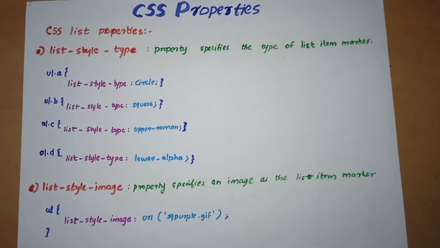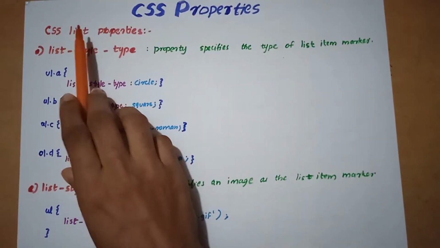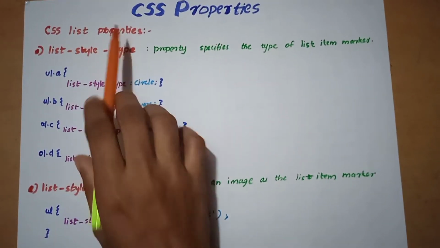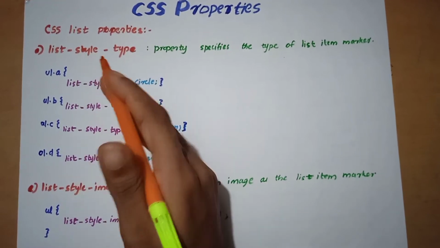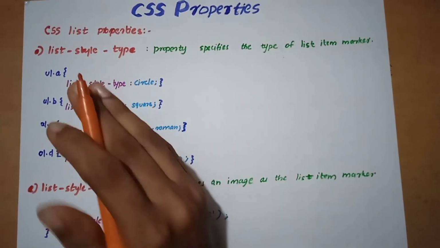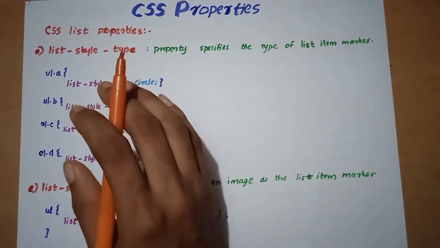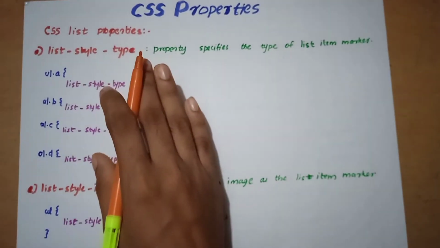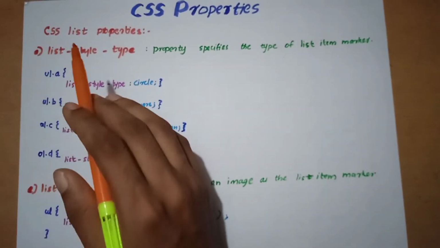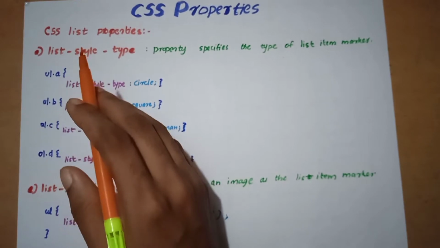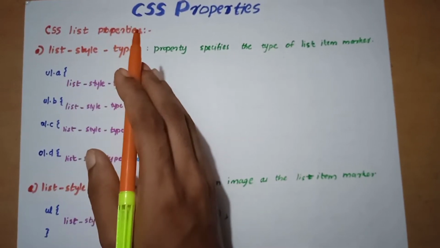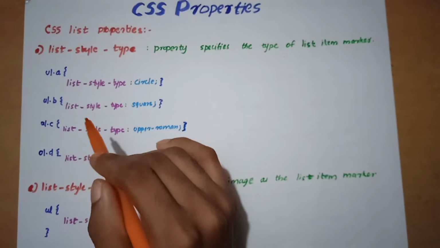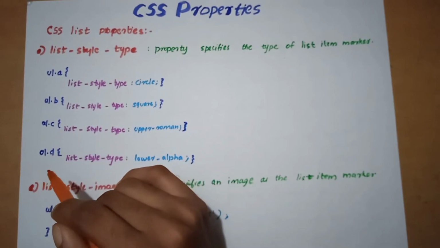So today we are going to discuss the CSS list properties. As we already know how to define lists, such as ordered and unordered lists and their different types, here we are going to modify these lists into different styles. Let's see how the styles can be applied inside the list also.